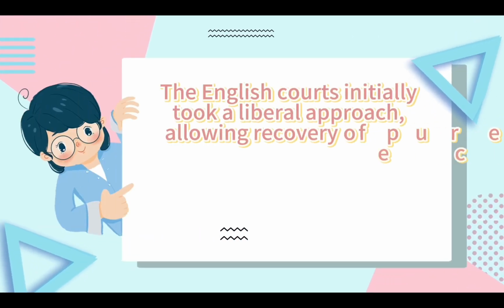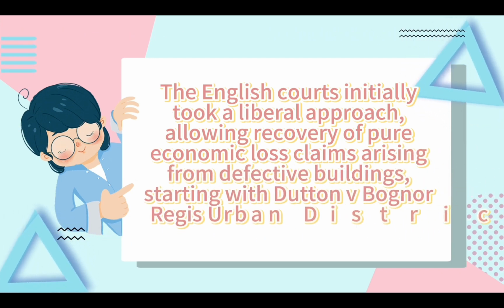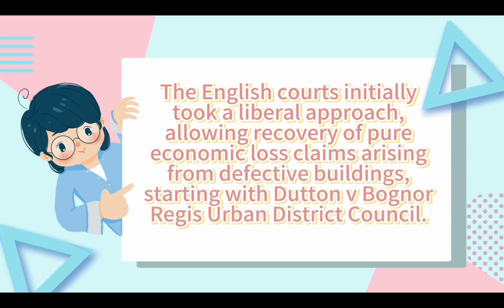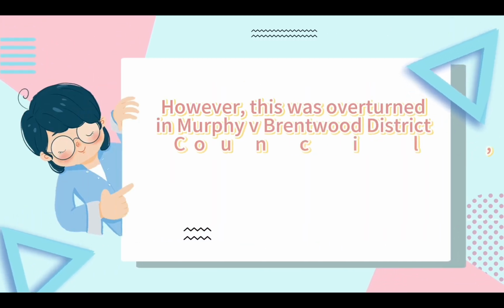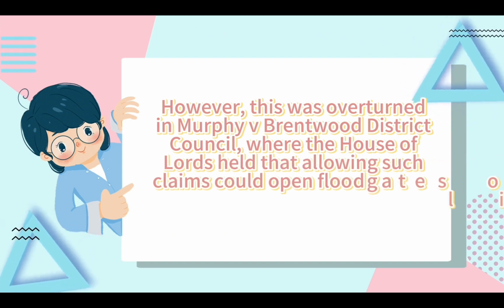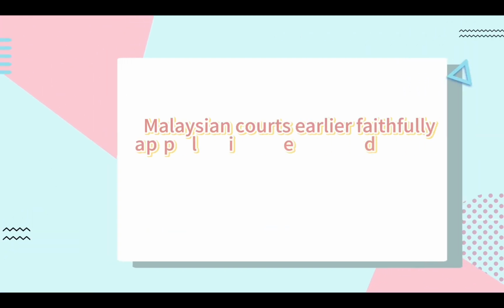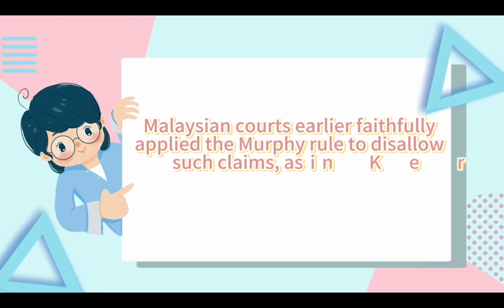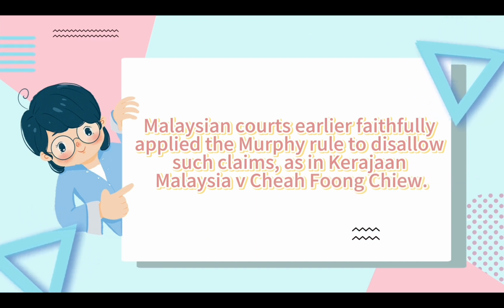The English court initially took a liberal approach, allowing recovery of pure economic loss claims arising from defective buildings, starting with Dutton v Bognor Regis Urban District Council. However, this was overturned in Murphy v Brentwood District Council, where the House of Lords held that allowing such claims could open floodgates of litigation. Malaysian courts earlier faithfully applied the Murphy rule to disallow such claims, as in Kerajaan Malaysia v Chia Fong Chiu.